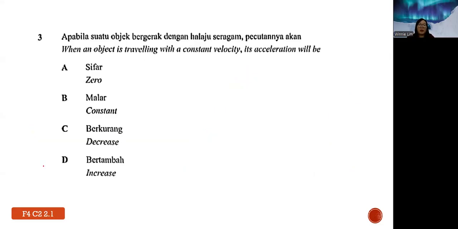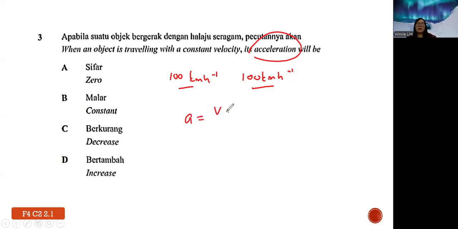Okay, 3. 3 is under chapter 2, forces and motion, on 2.1. So when an object is traveling with a constant velocity, what happens to the acceleration? For information, if an object moves at constant velocity, that means there is no change in velocity. That means the object keeps on, for example, moving at 100 kilometers per hour, like on a highway. You can move at this speed and just continue with this. So with no change, that means your acceleration will be 0, because based on the formula, acceleration is final velocity minus initial velocity per unit time. So this value is the same, so that's why you get 0.